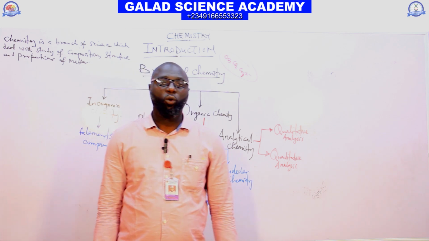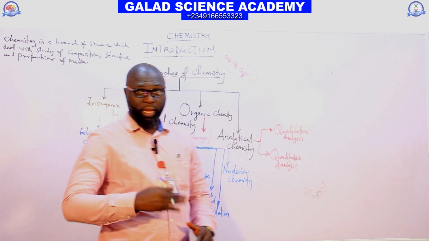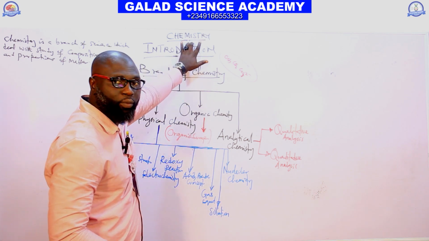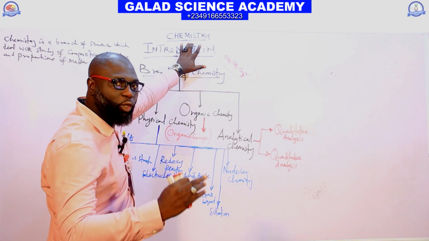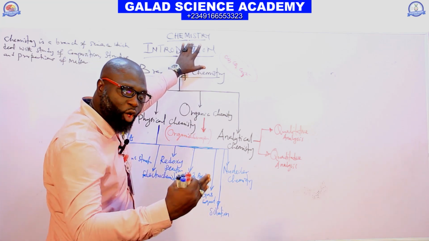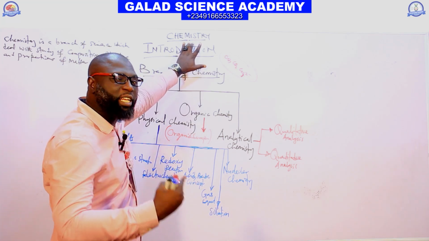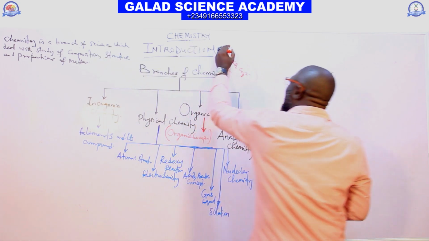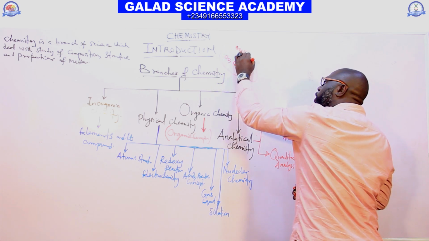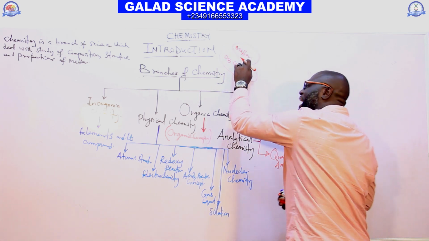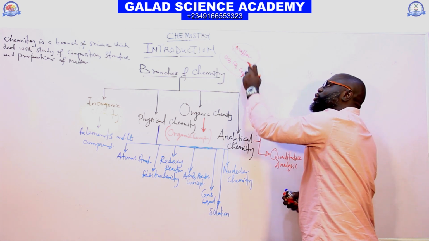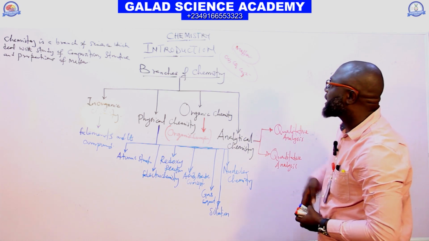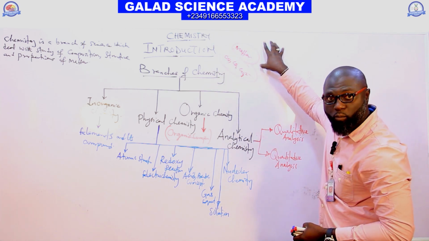properties. So the next thing, in my next video, we said chemistry on its own is a branch of science that deals with the study of the nature, composition, structure, and properties of matter. So chemistry majorly has interest in matter: the nature of matter, composition of matter, structure of matter, and the properties of matter. That is what chemistry deals with.